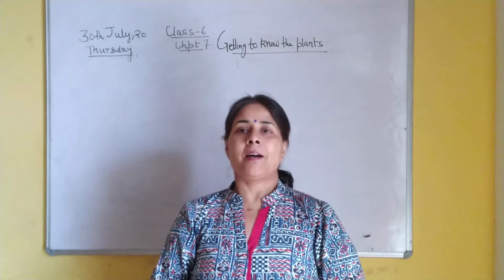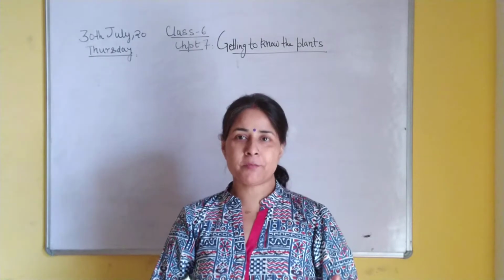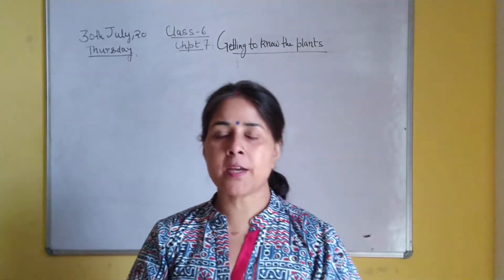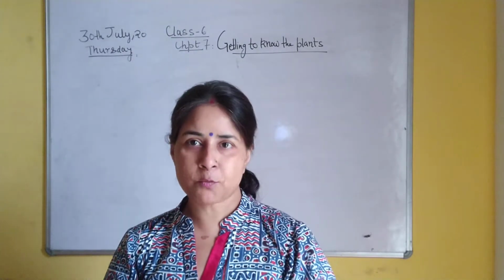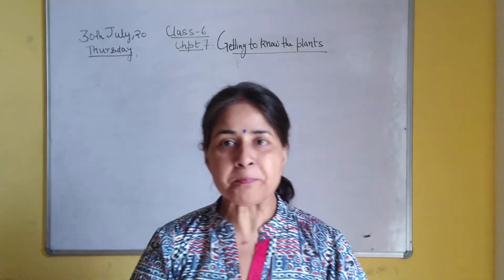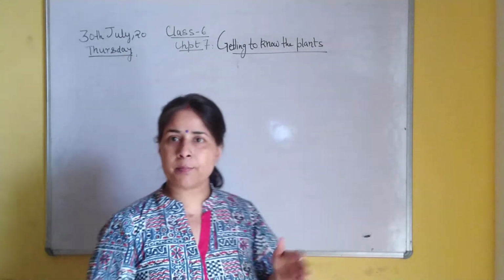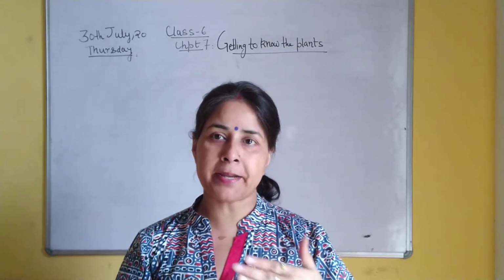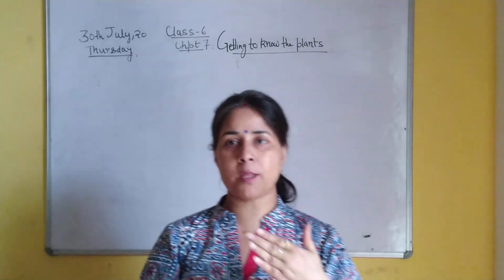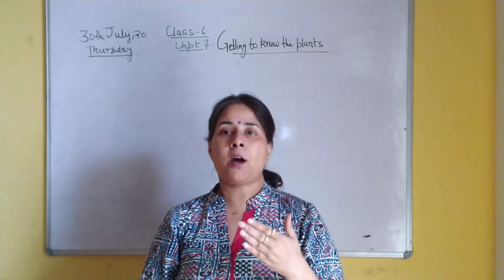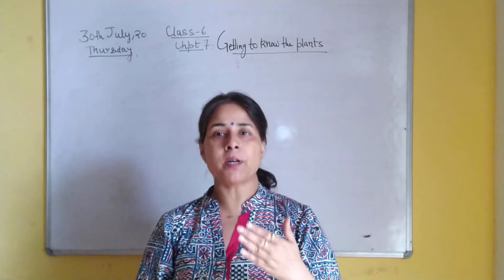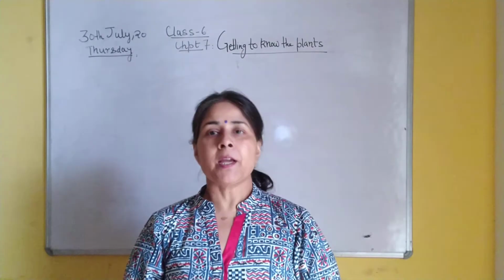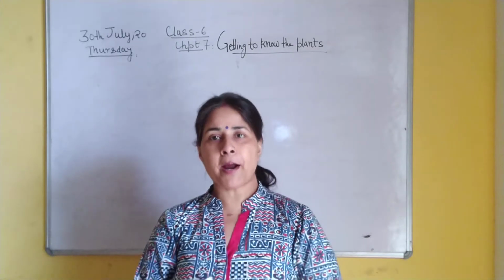Before we start, as you already know, we have started with chapter 7, which is Getting to Know the Plants. Before we move further, let us revise what we have done till today. We learned about 3 different types of plants, the categories in which plants are divided on the basis of the stems they have: herbs, shrubs, and finally trees. After that we saw different parts of the plant.